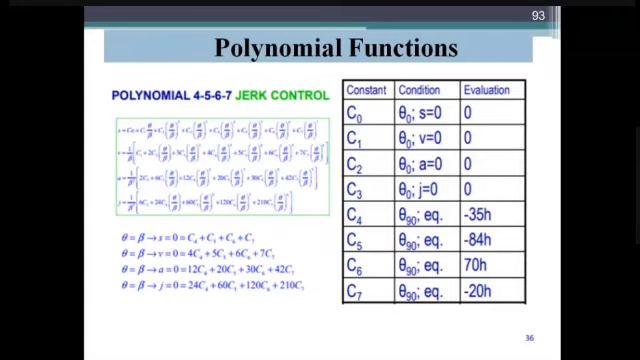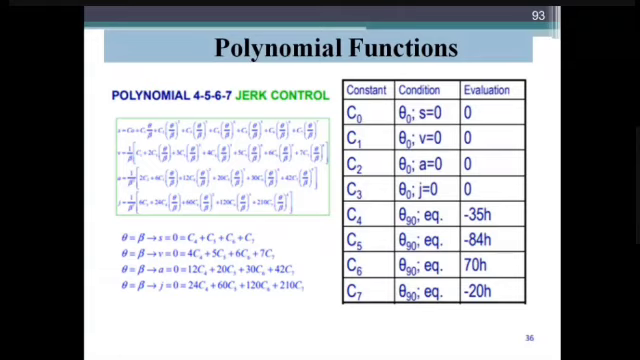So we need jerk control by the addition of polynomial terms, so 4, 5, 6, 7. Now it is called the 4, 5, 6, 7 polynomial. Once again we solve the same displacement equations, C0, C1 up to C7. So displacement, change in displacement, velocity, change in velocity, acceleration, change in acceleration, jerk. At last we get four equations in C4, C5, C6, C7. Consider this the old method.